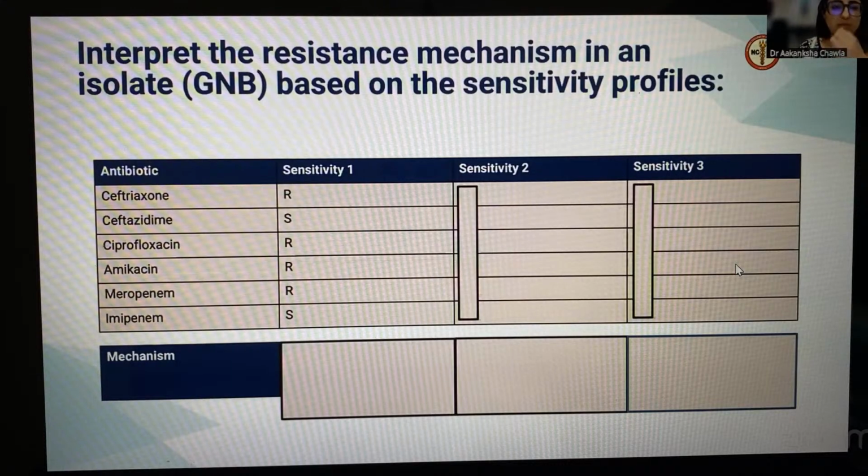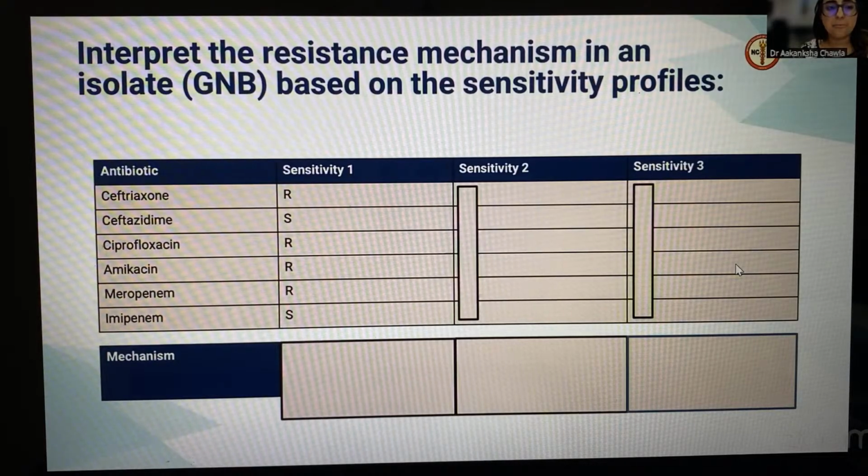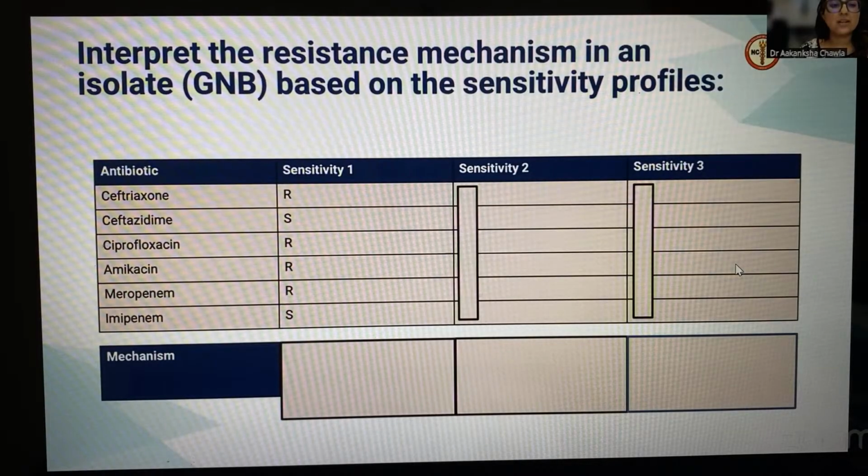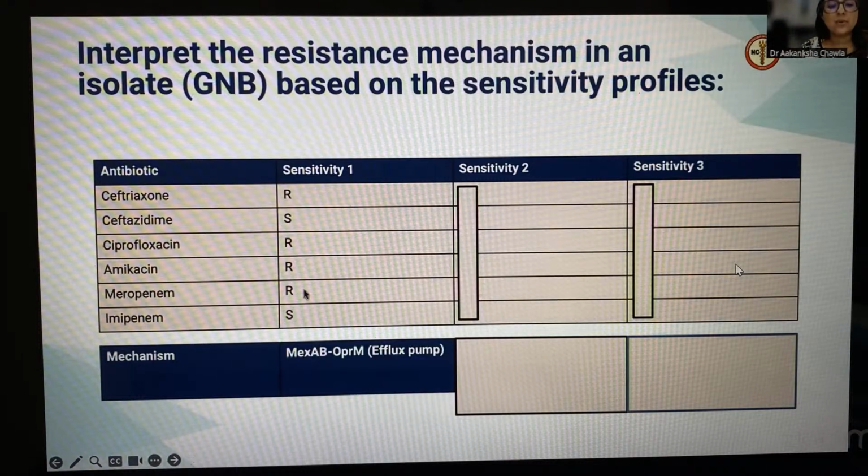Now, a lot of times you look at a resistance pattern on the report, and if you look at it carefully, it might help you interpret the resistance mechanism. Like, look at the first sensitivity report. You see that it is resistant to most of the drugs except ceftazidime and imipenem. So you see that it is sensitive to IMI but resistant to mero. This tells you that there is a possibility that the mechanism of resistance over here is efflux pump.